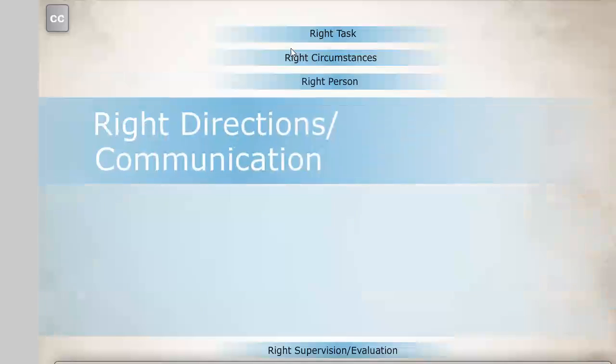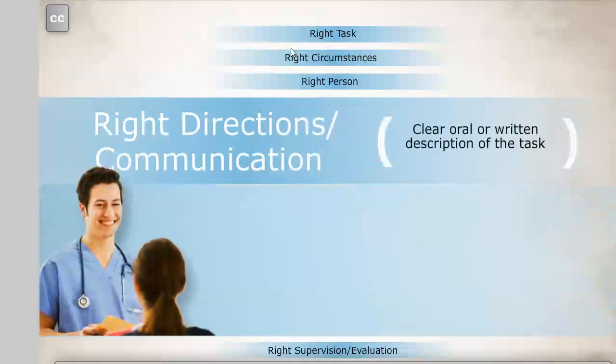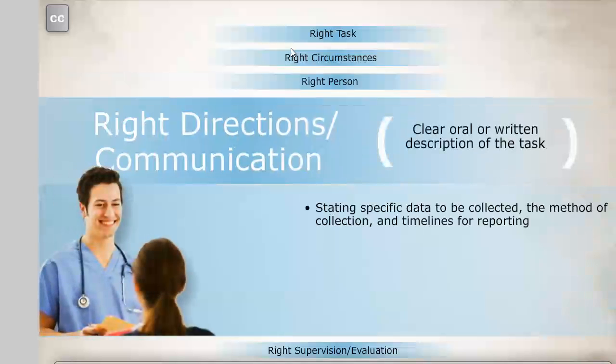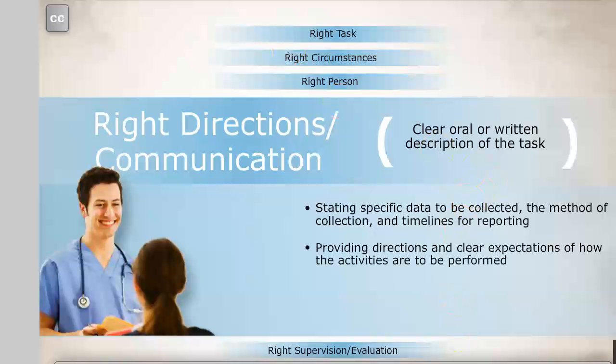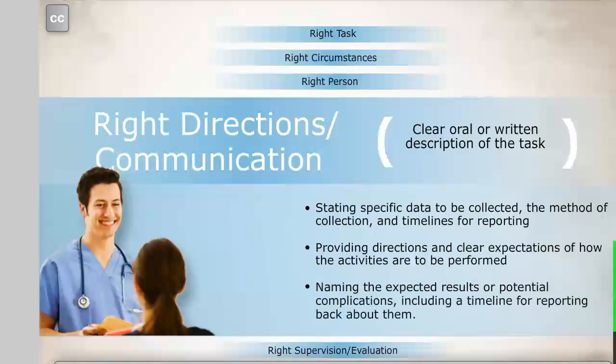Right directions or communication can be oral or written. They include stating specific data to be collected, the method of collection, and timelines for reporting. Providing directions and clear expectations of how the activities are to be performed. Naming the expected results or potential complications, including a timeline for reporting back about them.